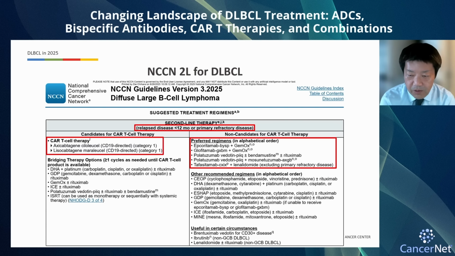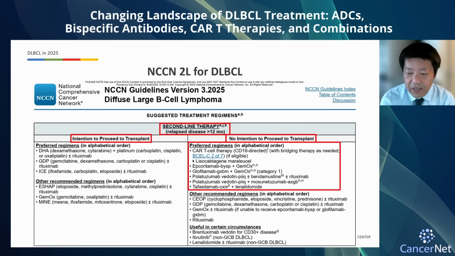If they are eligible, these patients should proceed directly to CAR T-cell therapy with or without bridging treatment. If they're not a candidate for CAR T, which is hard to define, who those are, but if they are deemed not eligible for CAR T-cell therapy, it's a very complex assessment, more than transplant eligibility. But if they're not CAR T eligible, then the bispecific antibody combinations, such as glofitamab GemOx or epcoritamab GemOx or even mosunetuzumab, are appropriate. And these are now options in the NCCN guideline.